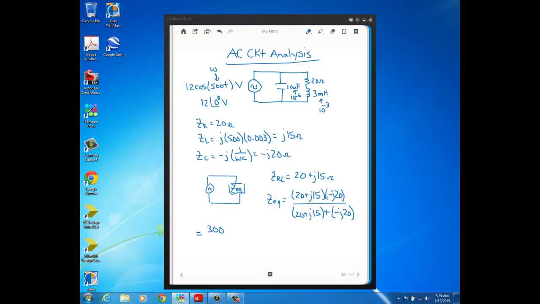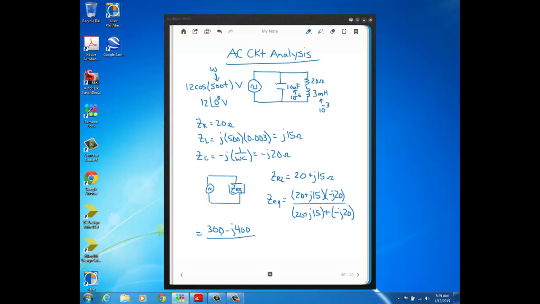And then j times minus j gives you minus j squared. Remembering that j is the square root of minus 1, so j squared is just minus 1, so minus a minus 1 is plus, so that's why it's plus 300. So you may have to review your complex math to make sure you understand that. And then the other term here is going to be minus j400, which is the 20 times the minus j20. So minus j400.